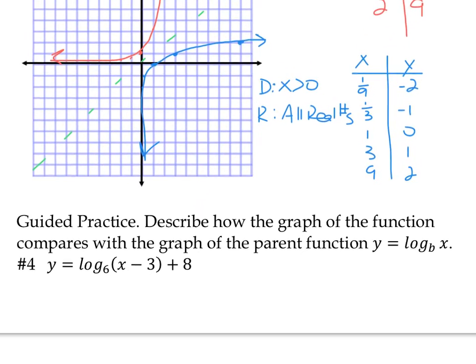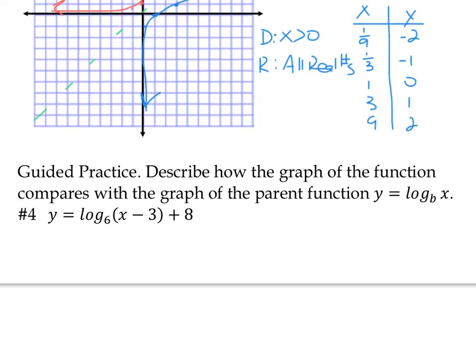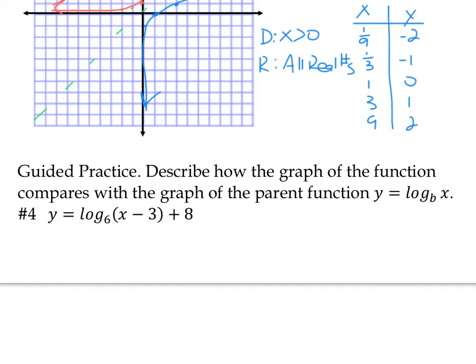Lastly, let's look at what a transformation would look like of a logarithmic graph. So here we have log base 6 of (x minus 3) plus 8. So this is just like when we shift graphs left or right or up or down any other time we've seen it, only now it's got a logarithm in there instead of some other exponential or quadratic or whatever else it might be. So this x minus h, keep in mind, it's x minus h when we have our general form, x minus h, and then plus k.